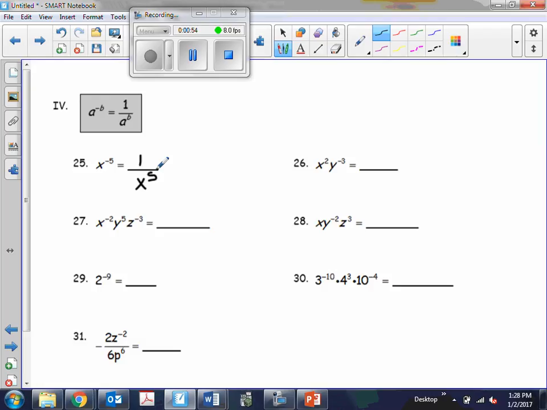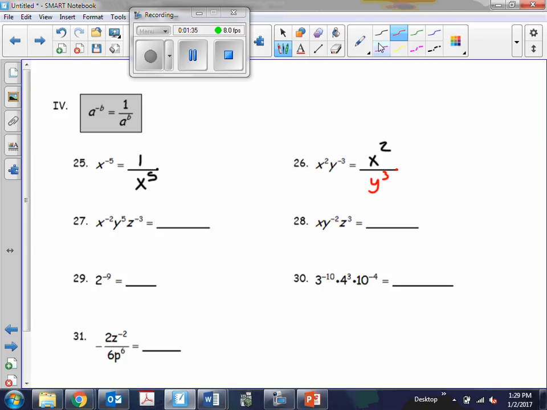Now, if we take a look at number 26, number 26 has x squared y to the negative 3. Well, x squared is x squared. There's nothing crazy going on with x squared, so it's going to stay x squared. But because y to the negative 3 is a negative exponent, it's going to turn into the reciprocal, and then my exponent is going to turn positive. So my answer for this one is x squared divided by y to the third, because that y changes locations. It changes to that reciprocal.